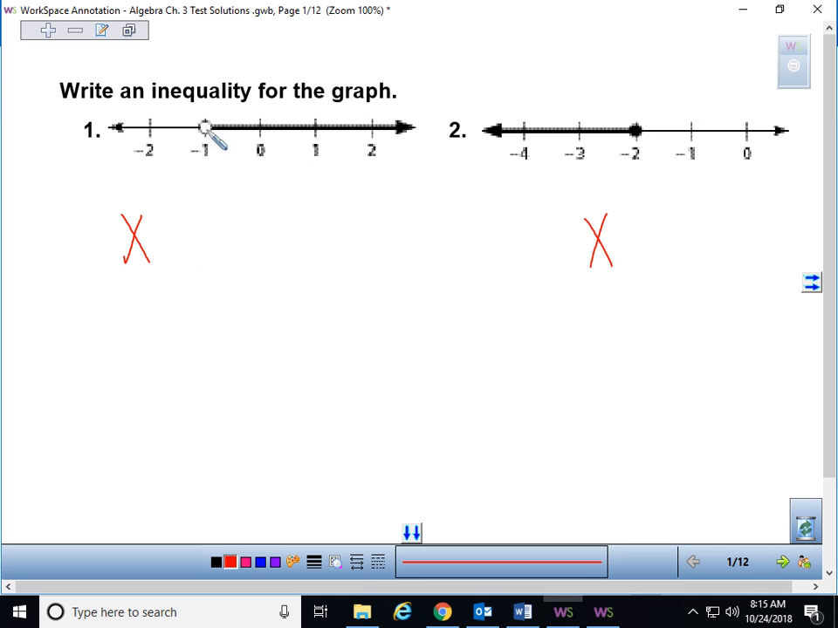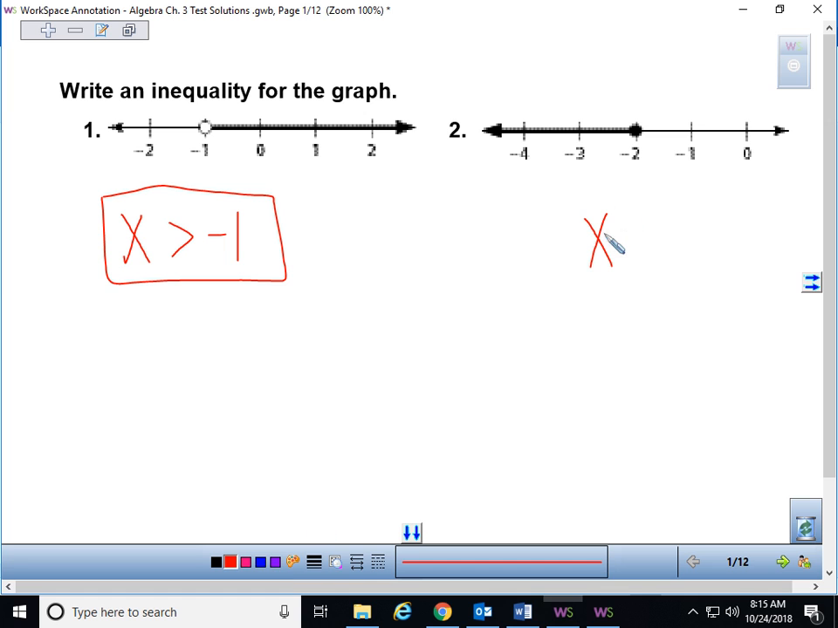So in question 1, I have an open circle. So if I have an open circle, that leaves me two options. That's either less than or it's greater than. Well, let's look at what's happening with the arrow. Is the arrow pointing to numbers greater than -1, or is it pointing to numbers less than -1? Let's see. Going to the right, looking at the numbers, I have 0, 1, 2, so on and so forth. These numbers are all greater than -1. So I have x greater than -1. And that is your answer. There's nothing more to this problem.